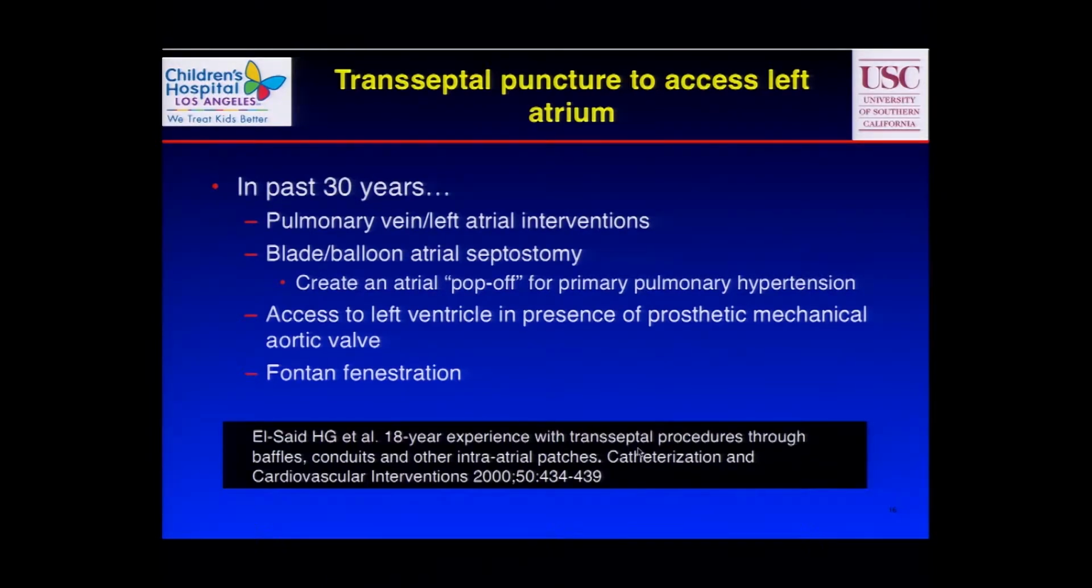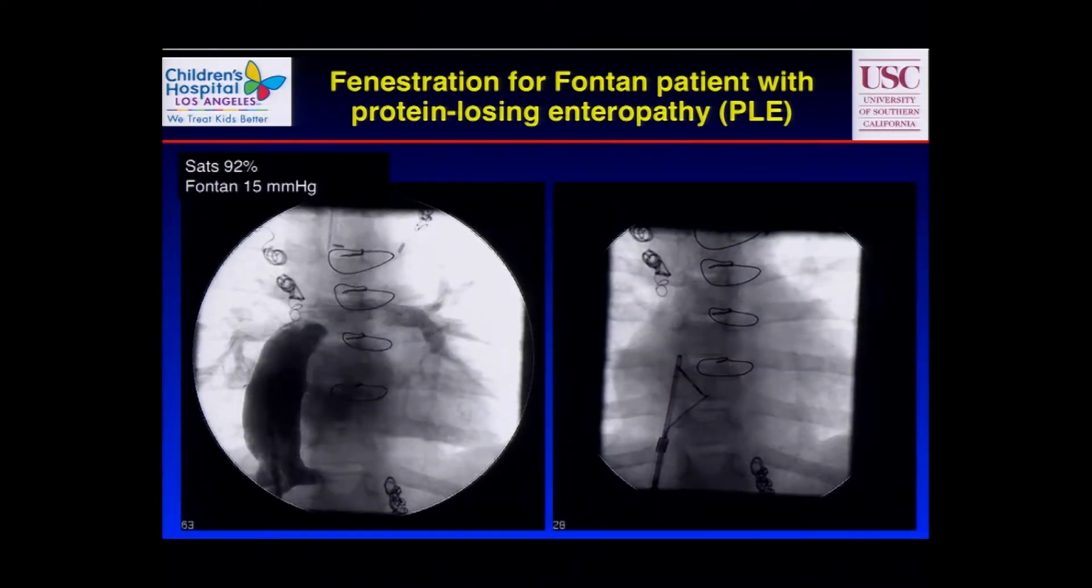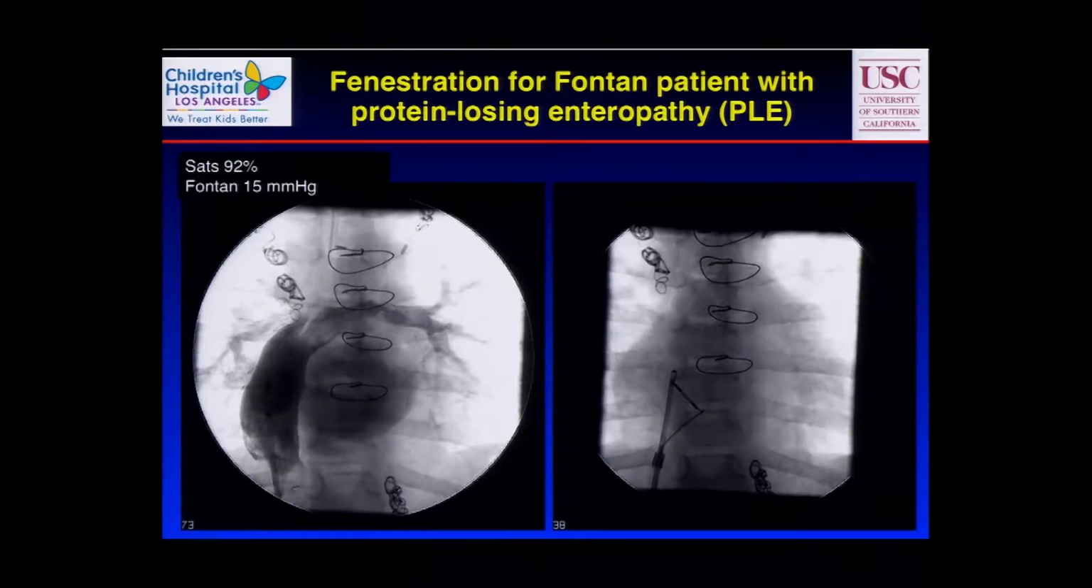In 2000, Dr. El Said wrote a paper on 18 years of experience with transeptal punctures through all kinds of baffles, native tissues, conduits, and intra-atrial patches, reporting success, and that they pretty much close up after the procedure. So here's an example of a patient with Fontan and protein-losing enteropathy. This patient had a fenestration that was inadequate, and you can see how the blade can be used.